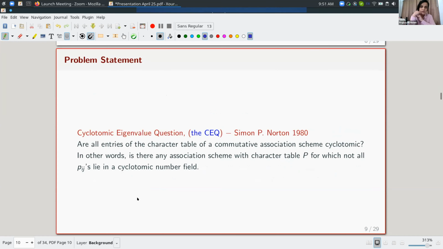Now I think we are ready to state our main problem, which is the cyclotomic eigenvalue question. The question is: if all entries of the character table of a commutative association scheme are cyclotomic, or we can say, is there any association scheme for which the character table has some values that do not all lie in the cyclotomic number field?